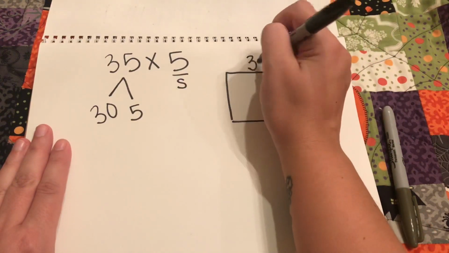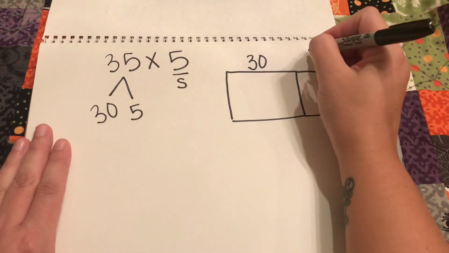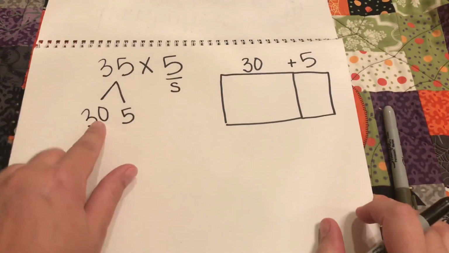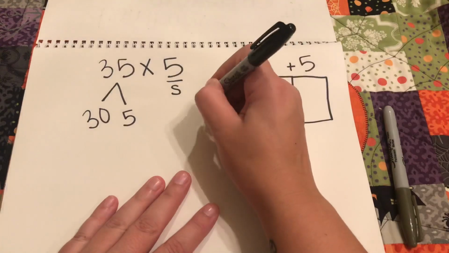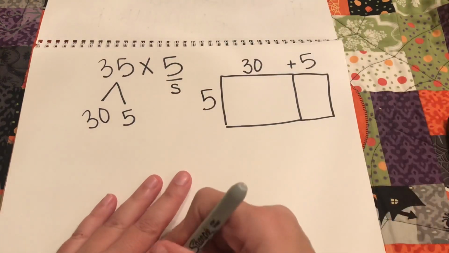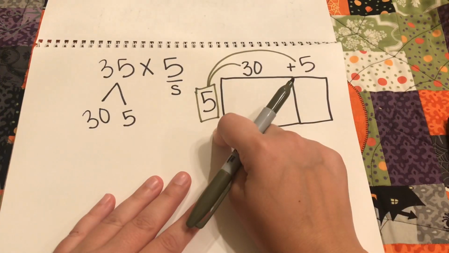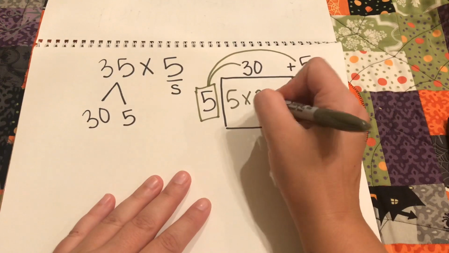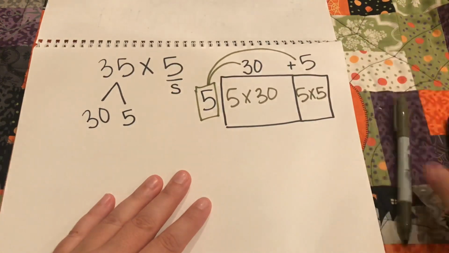first my tens, plus my ones. Never forgetting that plus sign, because whatever we break apart, we must put back together. And now taking my single factor 5 and placing it on the side. As I did before, I put a box around my single factor and I distributed my 5. I will now multiply 5 times 30 and 5 times 5.